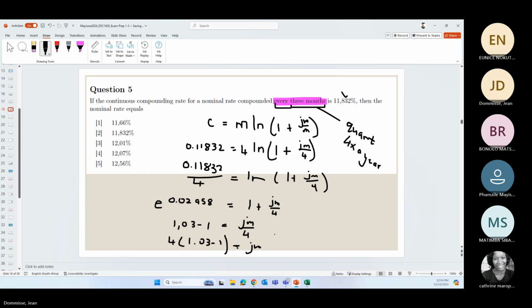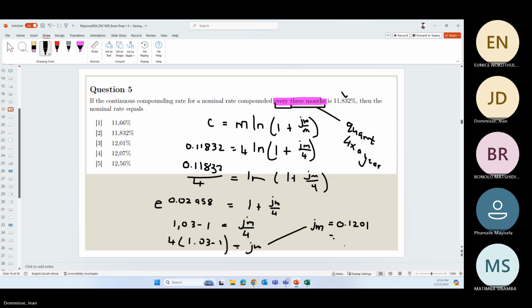Okay, so then I get my Jm is equal to 0,1201, but I need to put it in a percentage. So if I multiply that by 100, I will get 12,01%, which is option 3.